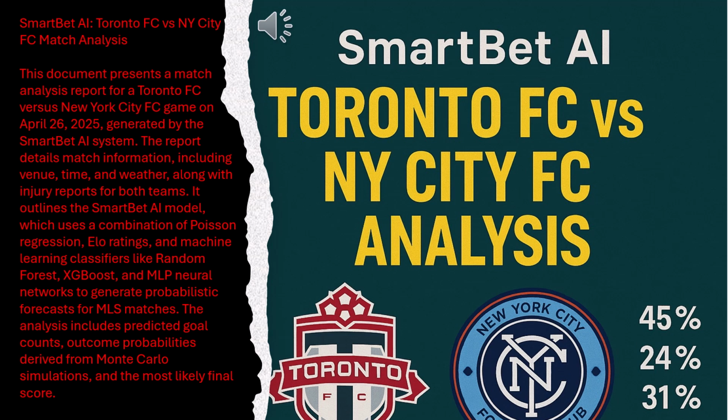The gradient boosting model, the XGBoost one, predicts a home win for Toronto FC. Okay, 1 vote for TFC. What about the third one, the MLP? The multi-layer perceptron, the neural network, also predicts an away win for NYCFC. So that's 2 models predicting New York City wins and 1 predicting a Toronto win. No model predicted a draw. Apparently not, based on the direct output reported here. 2 for away, 1 for home. That's quite a split, especially when the goal predictions were so close.